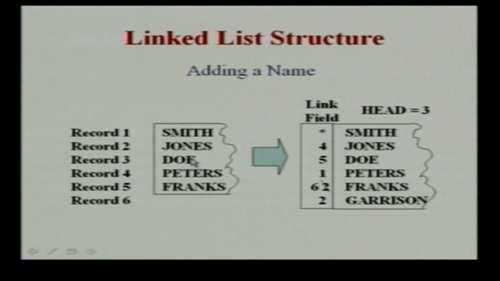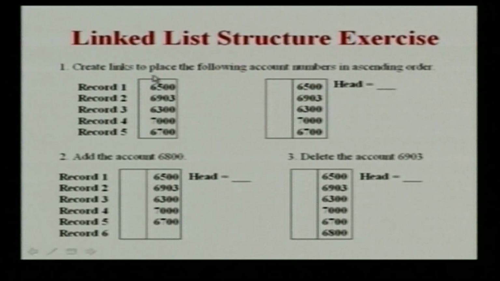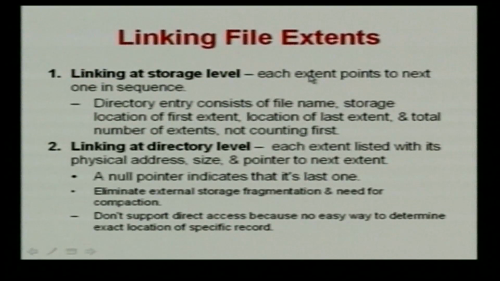Suppose you want to add a name here, then you have to change the links, similar to how we did in the linked list, but remember we are doing this in physical memory. Similarly, if you want to delete, you can do that also. Here you have deleted Jones, and that has been marked to say that this is a deleted file. Now create links to place the following account numbers in ascending order. These are the account numbers, and they are not in ascending order. So what you do is you have the records and then you have links to the records. Linking each extent points to the next one in the sequence.